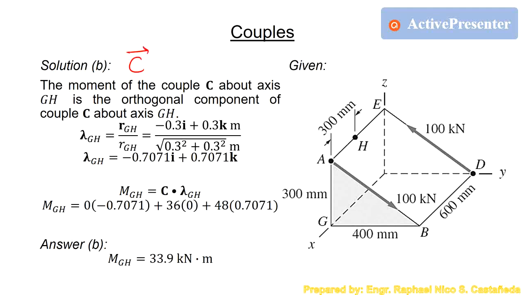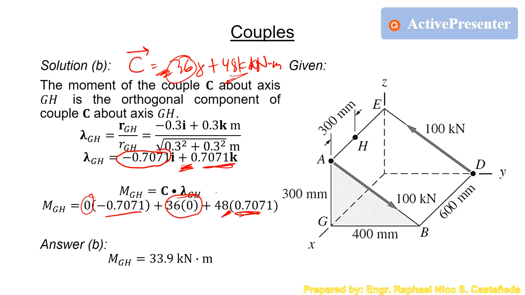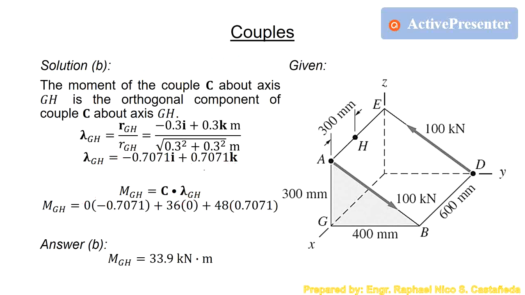As you can remember, if we go back to our answer, the couple is 36J plus 48K kilonewton meter. So we multiply by negative 0.7071. We don't have an I here, 0, because there is no I in the couple. And we have 36J, but we don't have J for the lambda. Then we have 48 times 4K. Applying the dot product from our previous discussion on vector multiplication, we get 33.9 kilonewton meter.